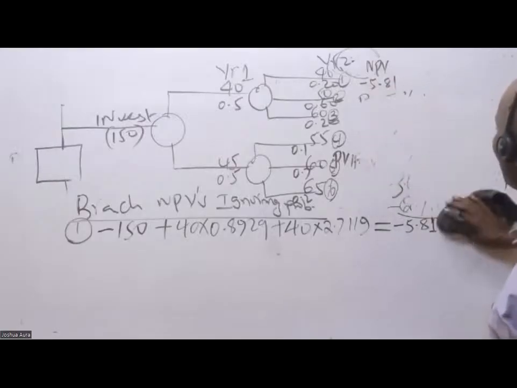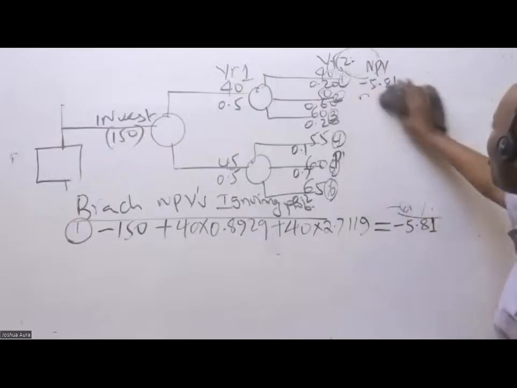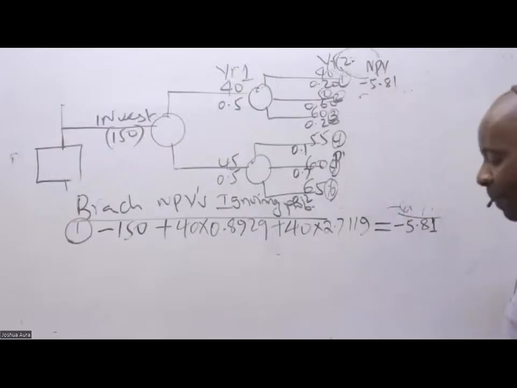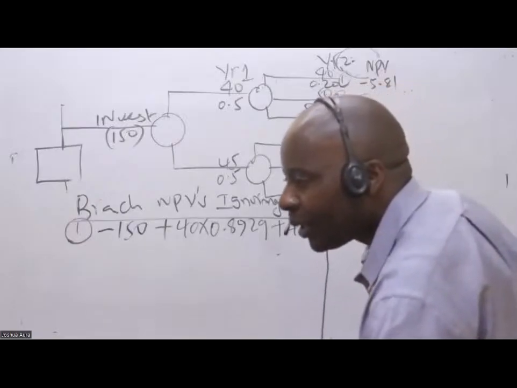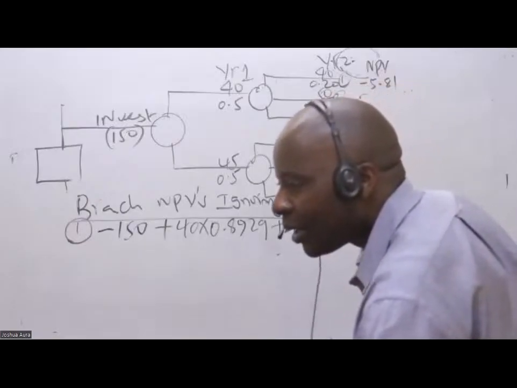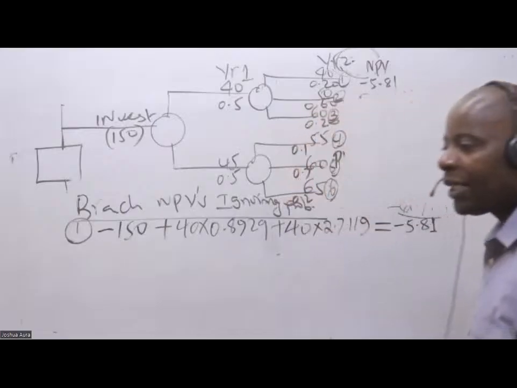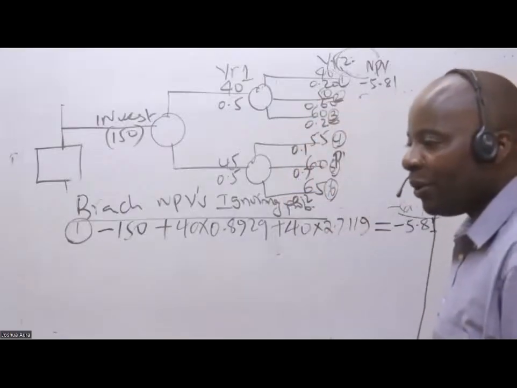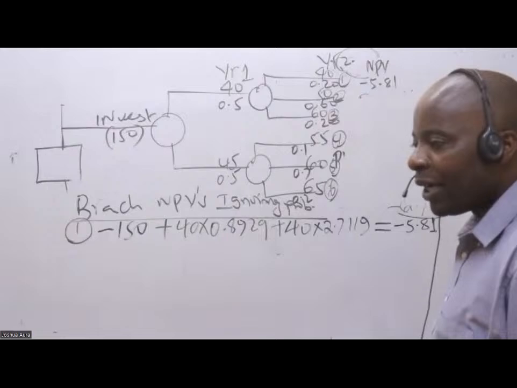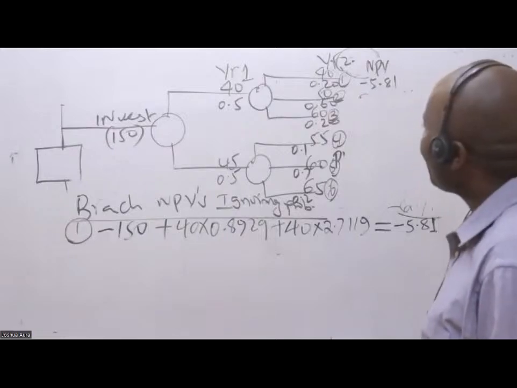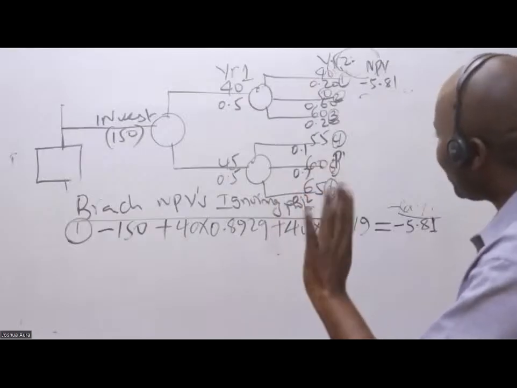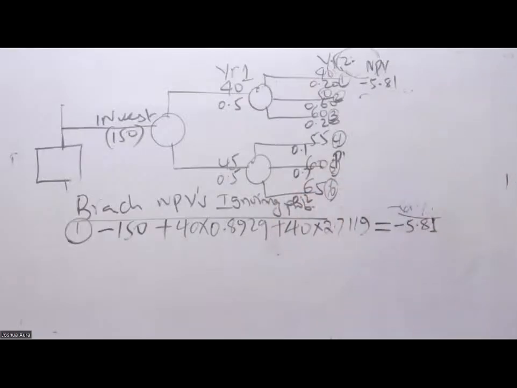So branch number 2, I hope you are able to see the road map. For branch number 1, it can also be PV for year 5, because the cash flows are the same. No, we don't want to go like that. You may confuse this thing. So go to branch number 2.